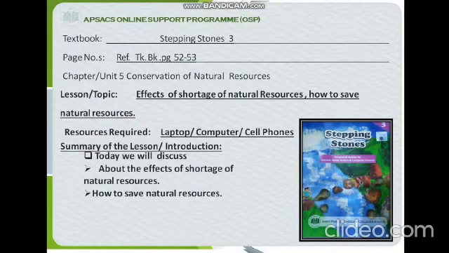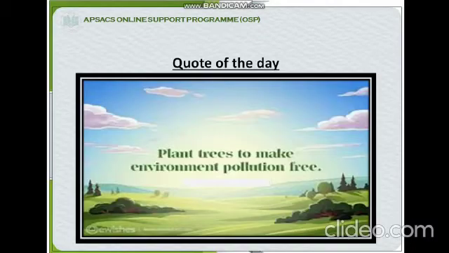Textbook Stepping Stone 3, pages covered 52 till 53, Chapter 5, Conservation of Natural Resources. Topic: Effects of shortage of natural resources and how to save natural resources. Resources required: laptop, computer and cell phones. Introduction. Today we will discuss the effects of shortage of natural resources and how to save natural resources.